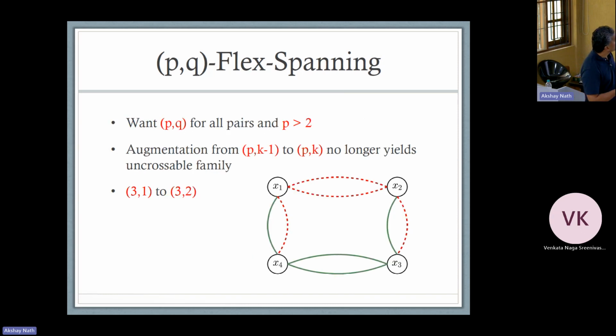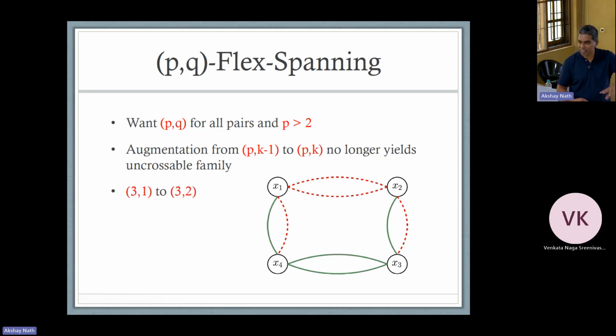But as soon as you go to pq, where p is bigger than 2, it turns out that this family of cuts in the augmentation framework is not uncrossable. Let's look at an example just to give you a feel for it. Even coming up with these examples sometimes takes work, to understand.